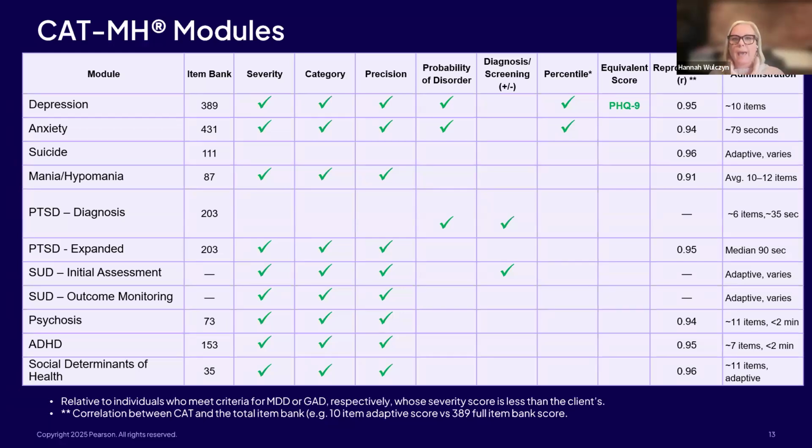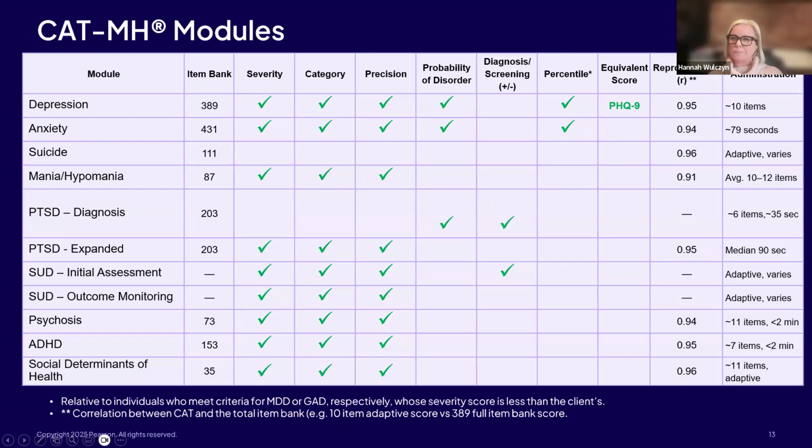You'll notice for things like PTSD, which is a CAD, you will get a diagnostic output. So that will give you a positive or a negative result. You'll also find the reproducibility column, and that represents the degree to which the results are reproducible to the entire item bank. In other words, how closely the scores would compare if someone were to take all 389 items, for example, in the depression module, compared to the results that you would get from taking the CADMH.